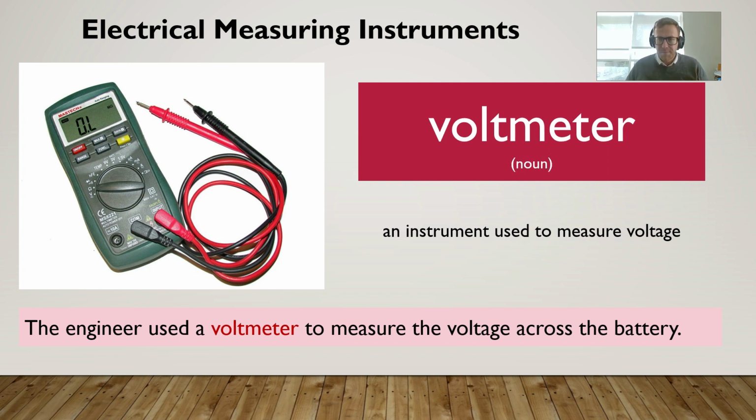Voltmeter. An instrument used to measure voltage. For example, the engineer used a voltmeter to measure the voltage across the battery. For spelling, you need to remember V-O for volt, and meter is the same.